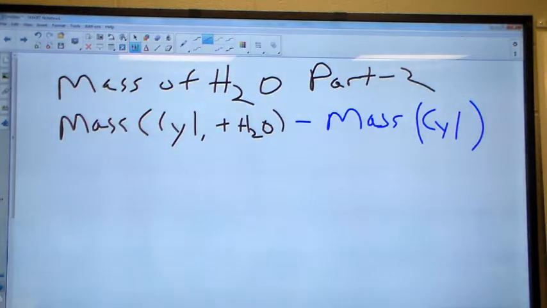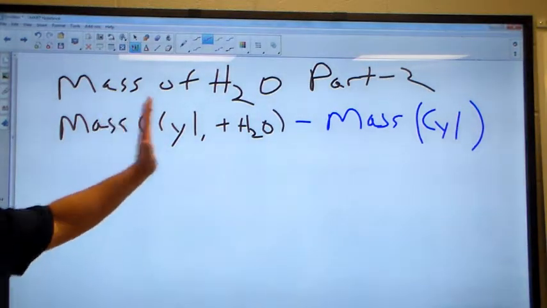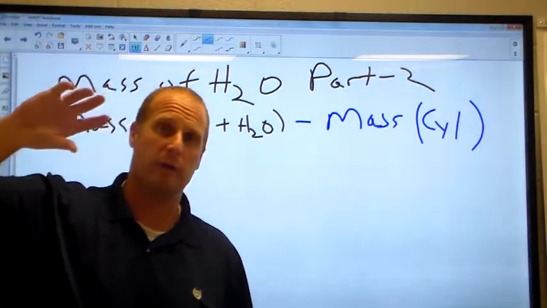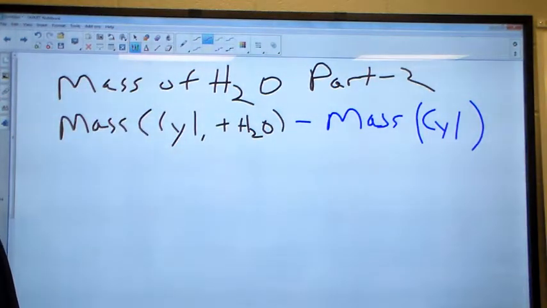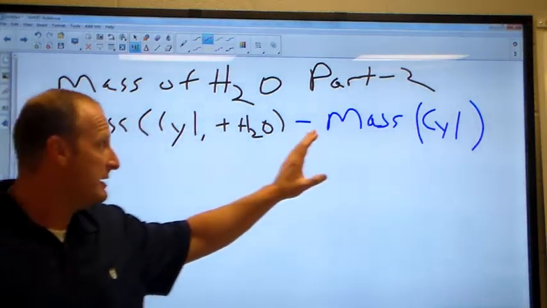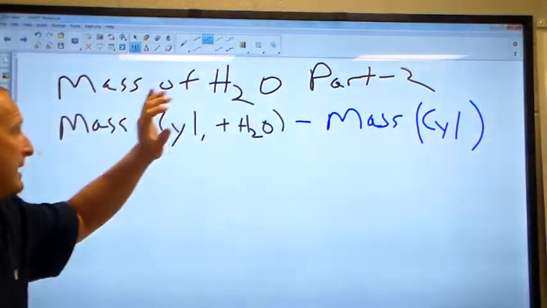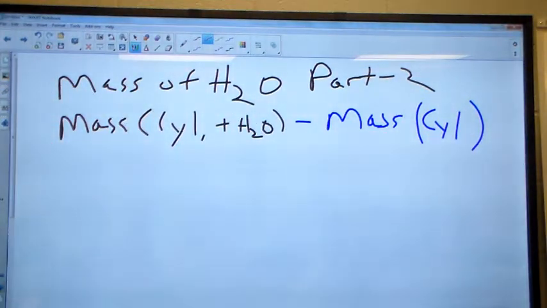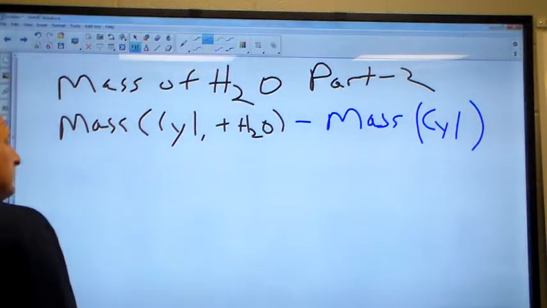Okay? So, in other words, we're going to take the mass of the cylinder and the water, because you can't just pour the water out on the balance. Makes no sense, right? So we've got to have the mass of the cylinder and the mass of the cylinder and the water. So I need another group. Give me your numbers. What did you get for the mass of the cylinder and the water?